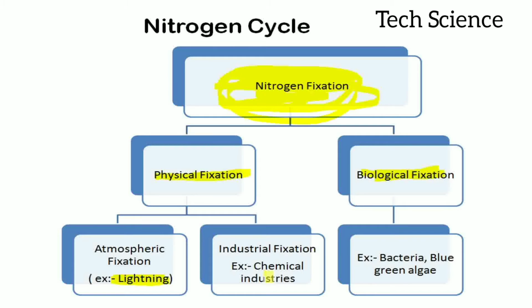With the help of some chemical industries, there is again a fixation of nitrogen, that is called industrial fixation. And some kinds of bacteria and blue-green algae are there. An example of the bacteria is Rhizobium, which is present in the root nodules of leguminous plants. So they carry out the fixation of nitrogen.